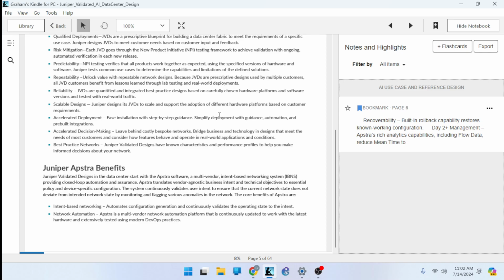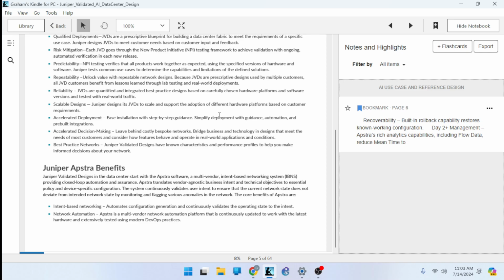Let's reread this section. So, Juniper Apstra benefits. Juniper validated designs in the data center start with the Apstra software, a multi-vendor intent-based networking system, IBNS, providing closed-loop automation and assurance. Apstra translates vendor-agnostic business intent and technical objectives to essential policy and device-specific configuration. The system continuously validates user intent to ensure that the current network state does not deviate from intended network state by monitoring and flagging various anomalies in the network.